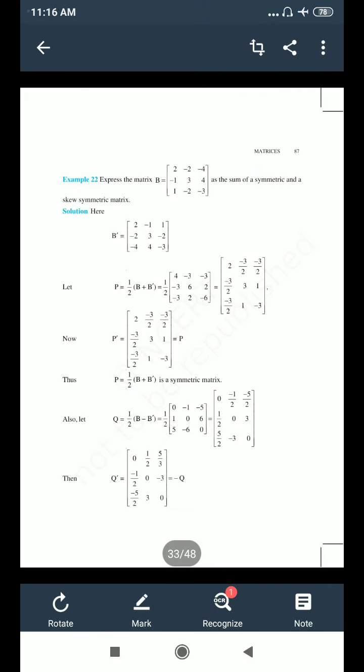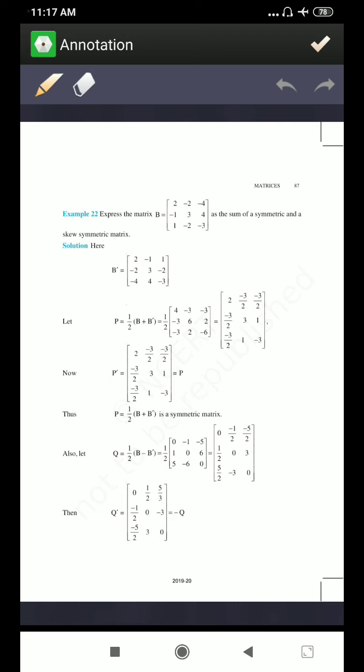Suppose the question is given, this is the question: express this matrix as a sum of symmetric and skew symmetric matrix. So quite important question. So this is given B. So in first step we'll get B transpose. We'll write P equal to half of B plus B transpose. We'll add B and B transpose, you add both these two. We got this thing, half of B plus B transpose.